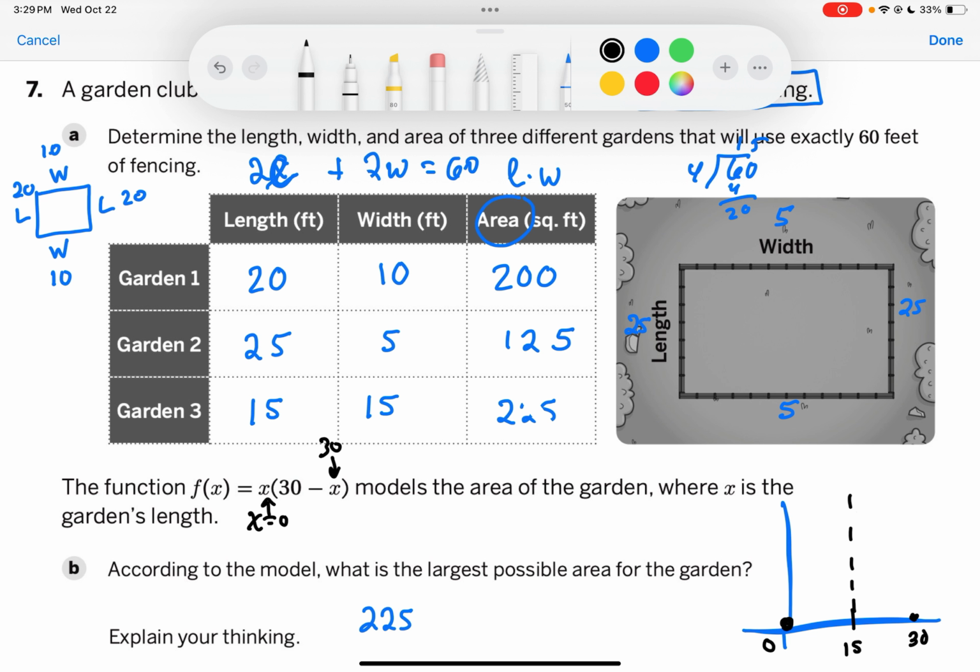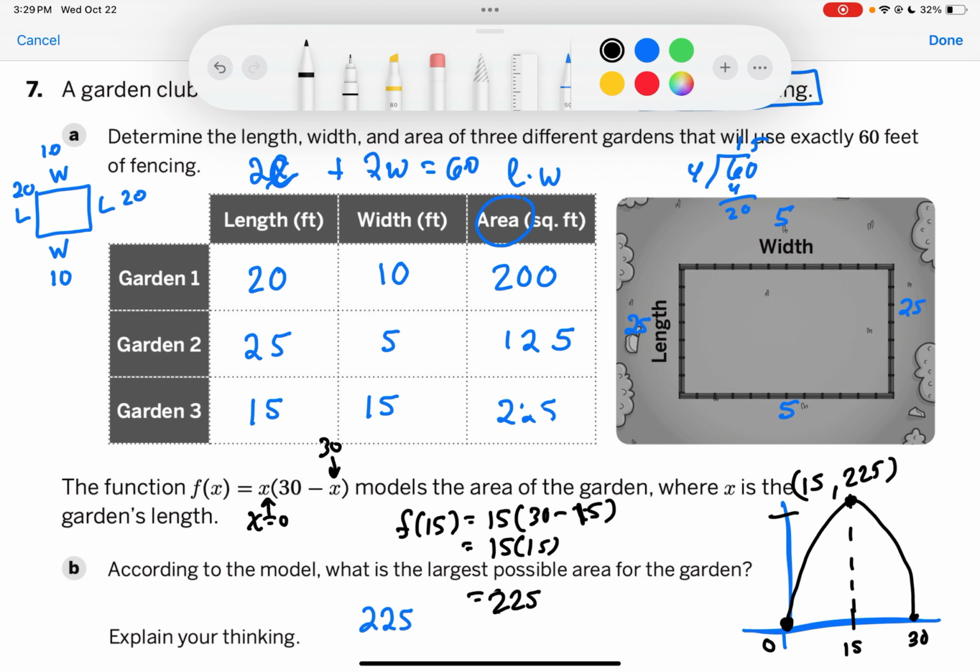So we're going to take our model, do f of 15 equals 15 times 30 minus x, which we also know is 15. 15 times 15 gives me 625. No, sorry, 225. Gosh. 225. So 225 is going to be your highest value because that's going to be your maximum. Okay, and your parabola will look something like this.